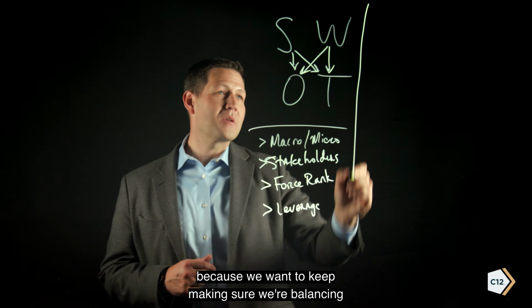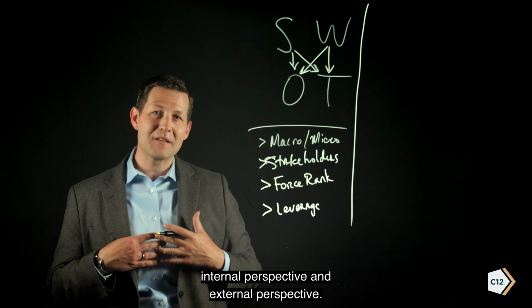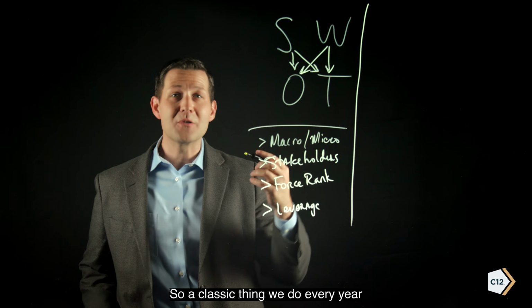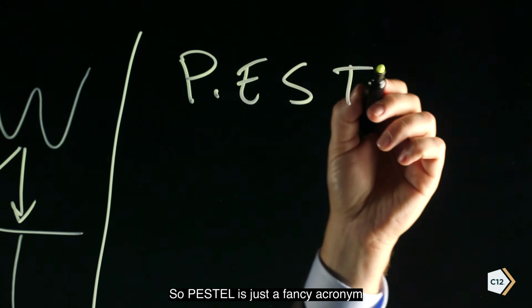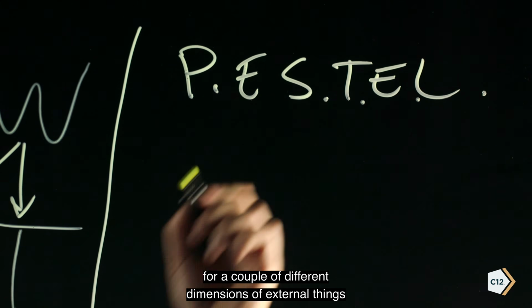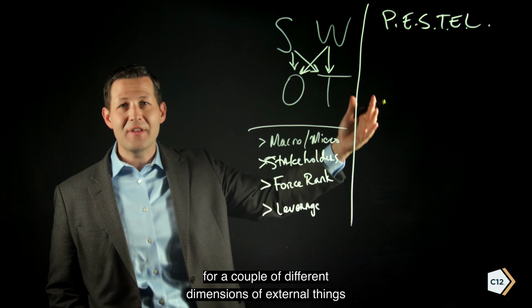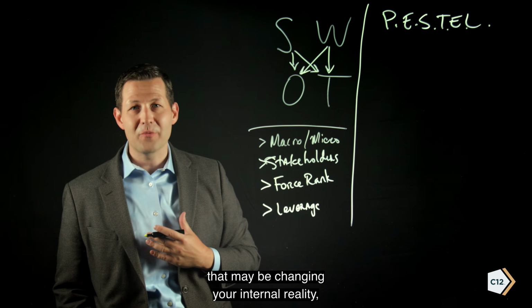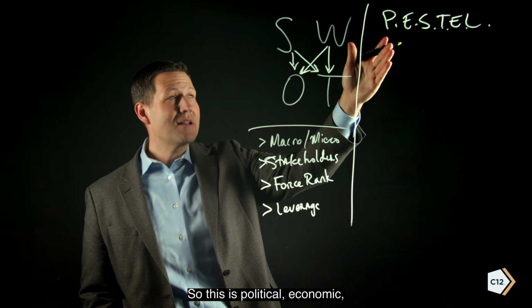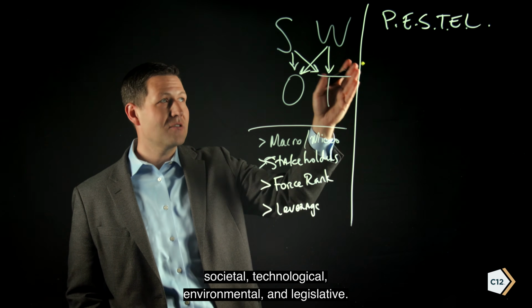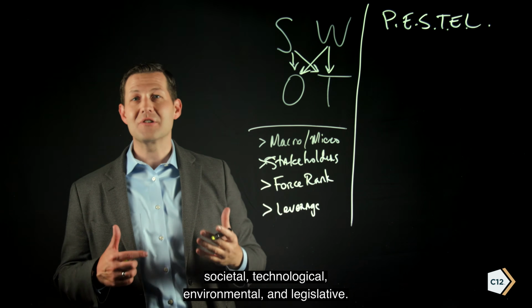Let's look at something else, because we want to keep making sure we're balancing internal perspective and external perspective. So a classic thing we do every year is to do a PESTEL analysis. PESTEL is just a fancy acronym for a couple different dimensions of external things that may be changing your internal reality. And it can be both positive and negative. So this is political, economic, societal, technological, environmental, and legislative.